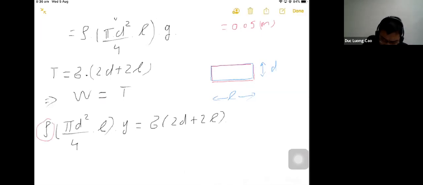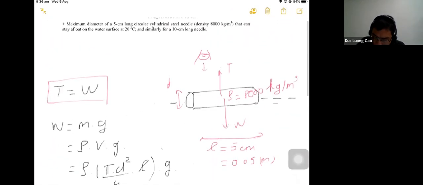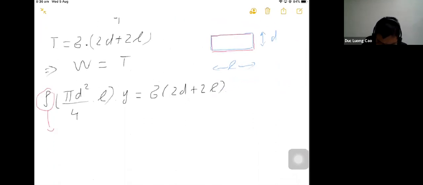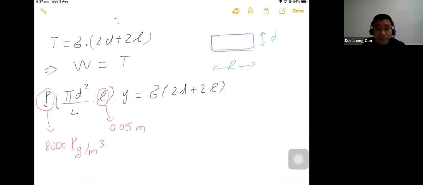And the density is given as 8,000 kilogram per meter cube. Length is 0.05 meter. And g is 9.81.